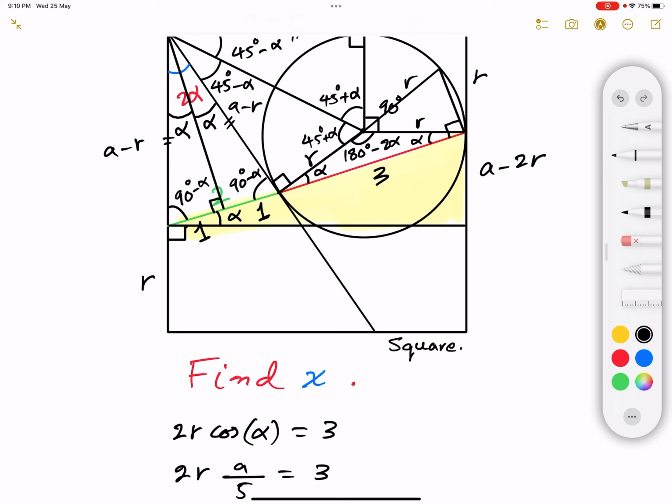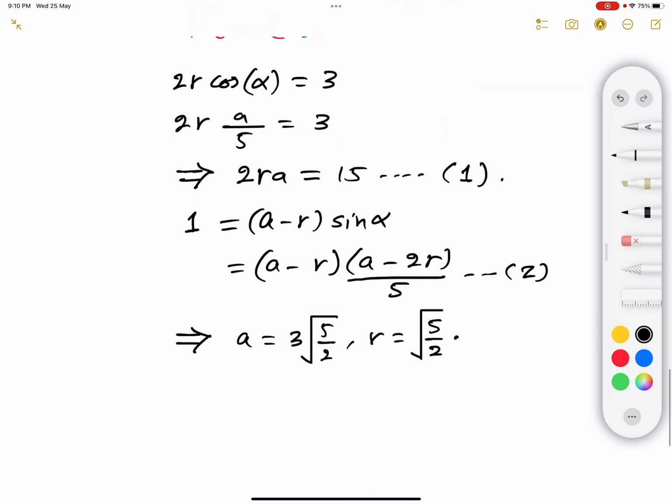What we can do here, we can project the line segment 5 using the cosine of the angle. That's going to give us the square side length, which is equal to a. So if we multiply 5 by the cosine of alpha, that's going to give us a, where a is basically this one here. We can substitute that in.